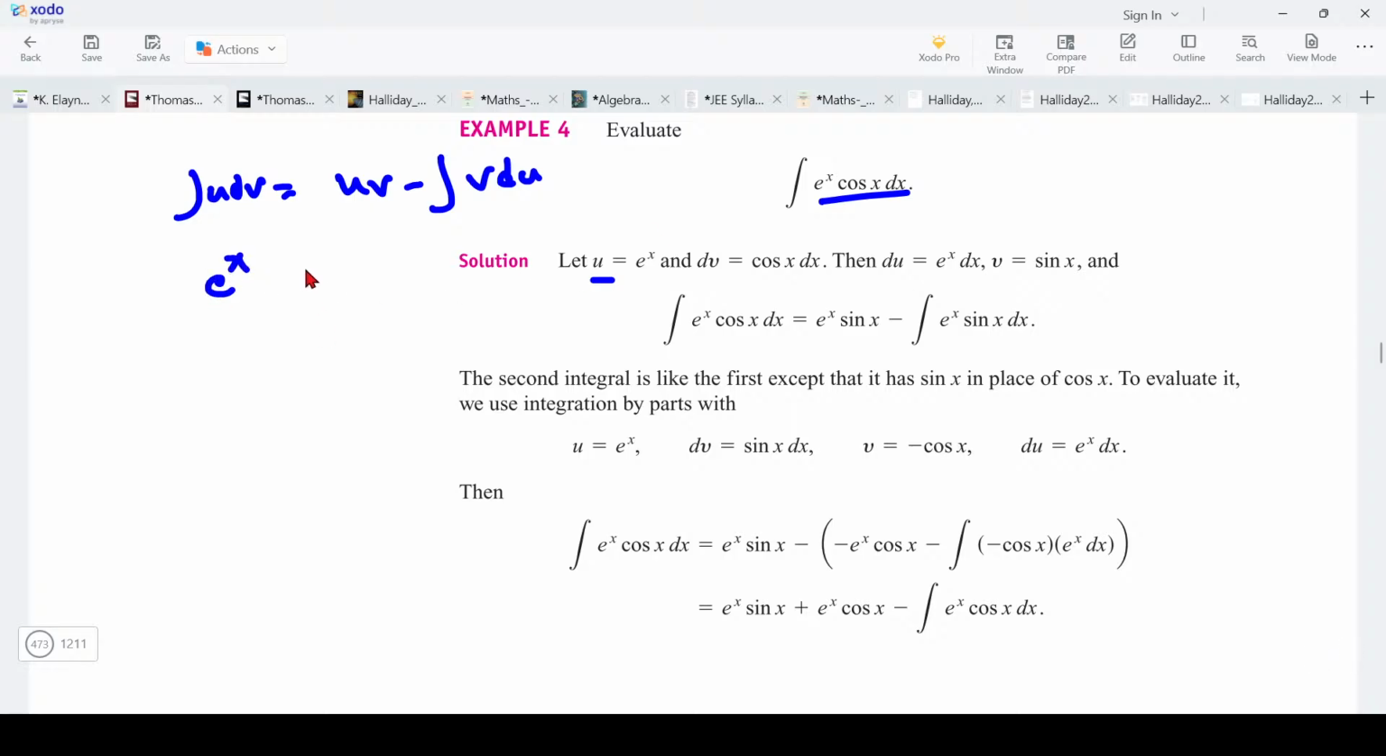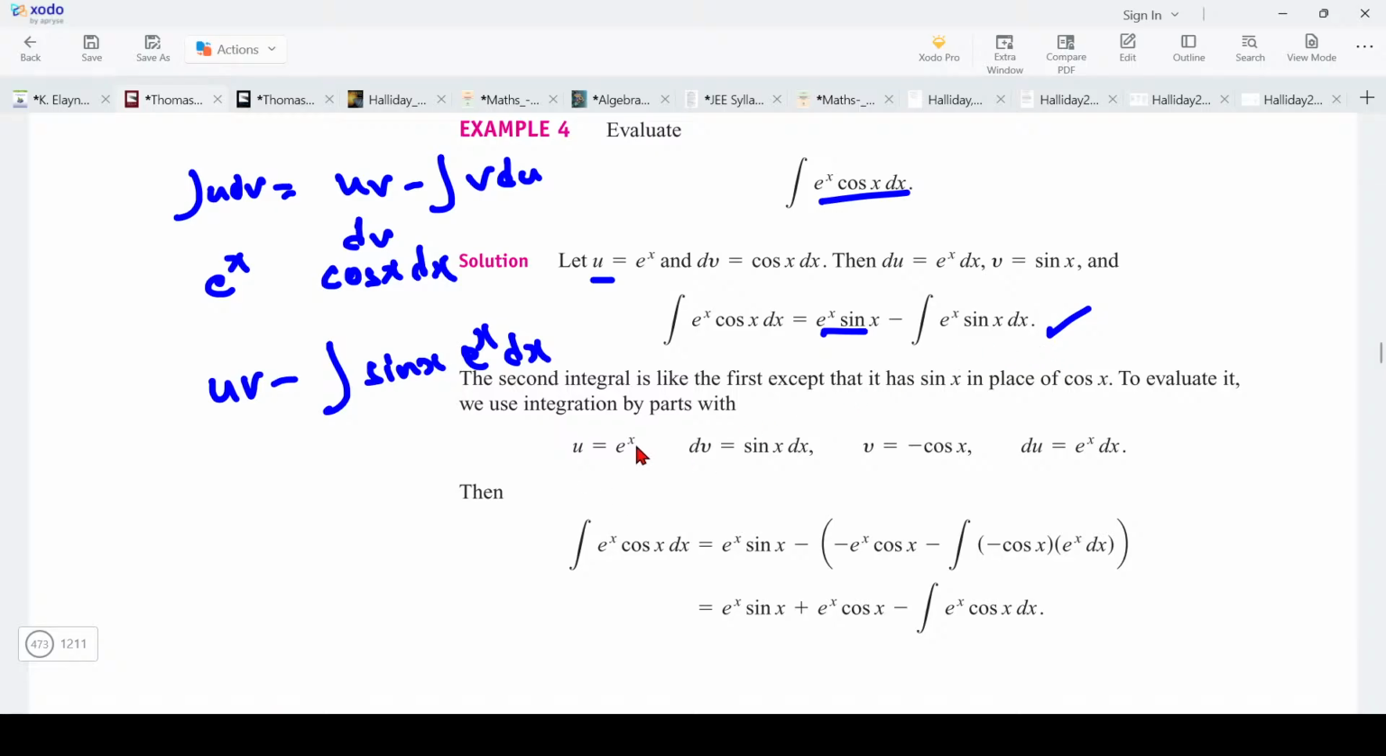First function is e power x. And second function is cos x dx, right? And what is v? If this is dv, what is v? V is sin x, right? Till this part it is fine, no? uv minus integral of v du, what is v? Sin x, e power x dx, right? Till this part it is clear, no? Agreed? Yes, sir. Agreed, sir.